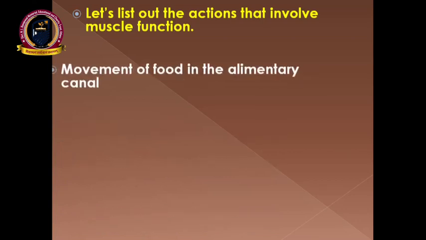Movement of food in the alimentary canal. As when we swallow the food, it passes through the pharynx and then into the esophagus. You know that the wall of the esophagus shows peristaltic movement that pushes the food down. That's also muscular function. And not only that, all along the alimentary canal, it is the action of muscles which keeps the food moving down. And even the churning movements of the wall of the stomach that mix the food well with the enzyme. So that's also a muscular activity.